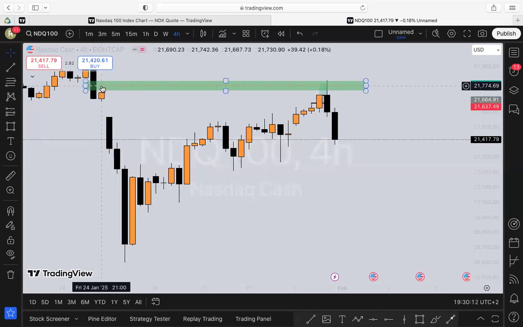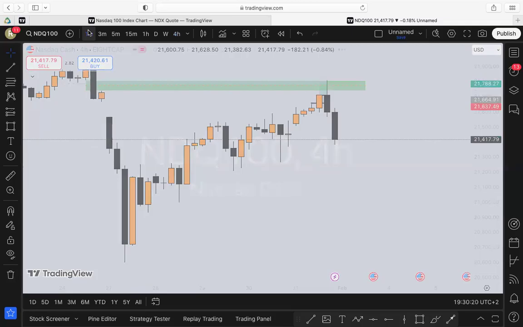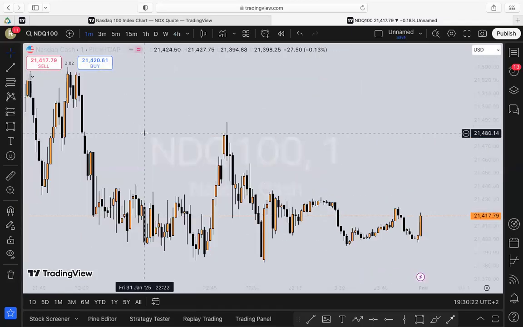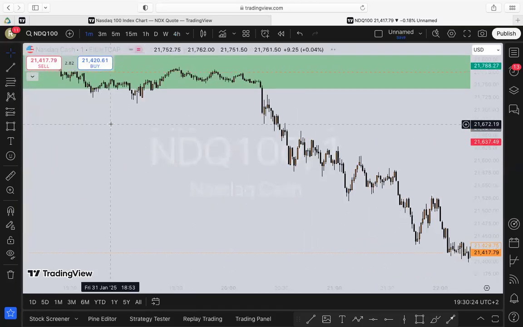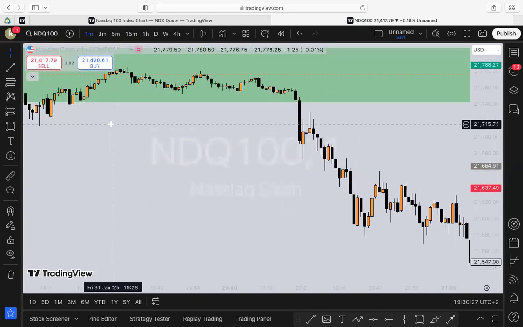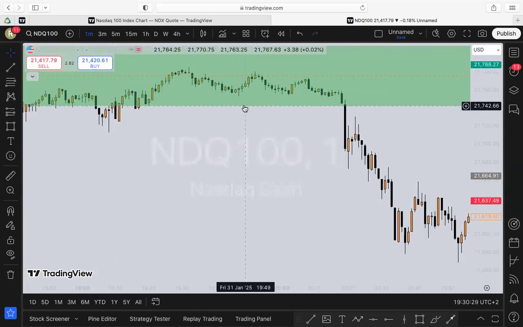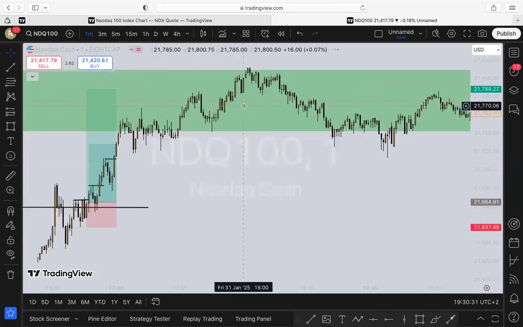So after hitting the 50% of the FVG, to show that we're going to go to the downside, what do we wait for? Back to the 1 minute time frame. What do we wait for, guys? A double break of structure. Let's search for our double break of structure here, after hitting the 50%.